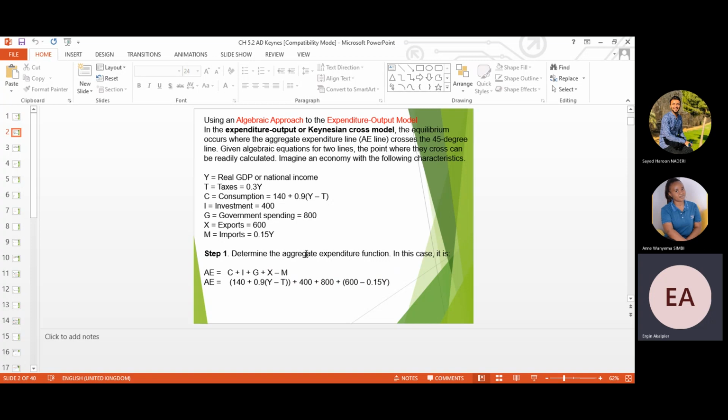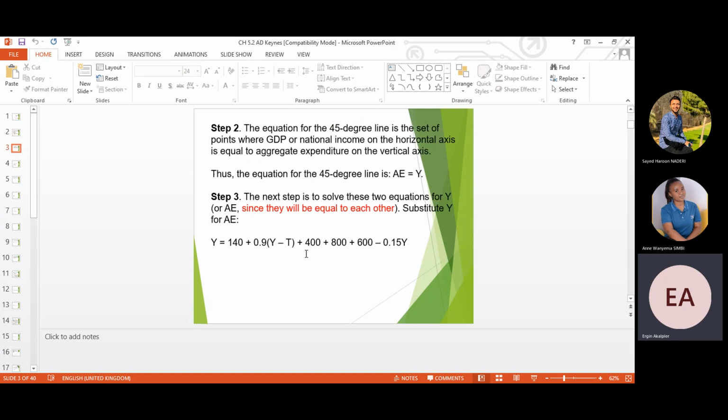We start first by determining the aggregate expenditure function. In this case, it is very easily estimated because all the numbers are given. C is the consumption equation, 140 plus 0.90 times Y minus T, and I is 400, G is 800, X is export 600, and M is 0.15 Y, which, as I mentioned, is the percentage of the disposable income, 15. Then we use the equation for the 45-degree line, the set of points where the GDP or national income on the horizontal axis is equal to aggregate expenditure on the vertical axis.